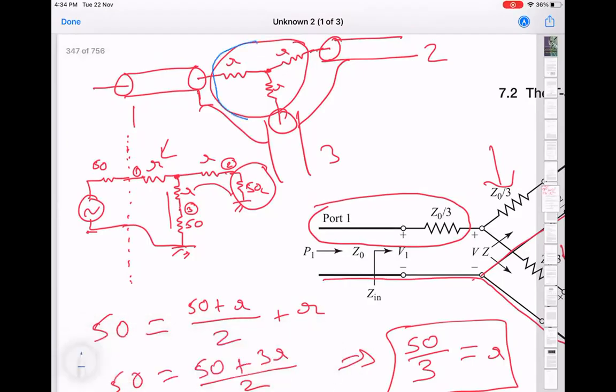This circle. So there is no beginning or end here, right? This is the input port here, these points here. Right? These are the port connectors. So you have to think of this blue circle here as the 3-port network.